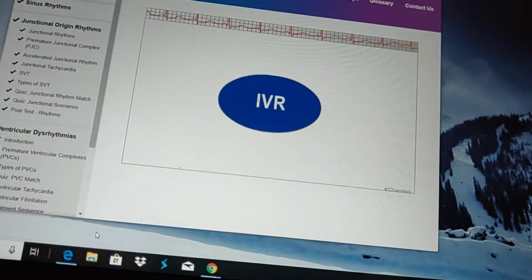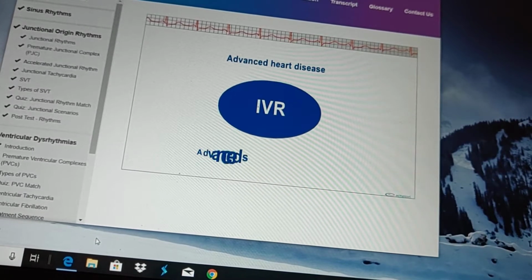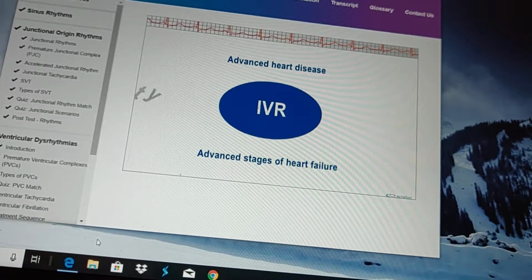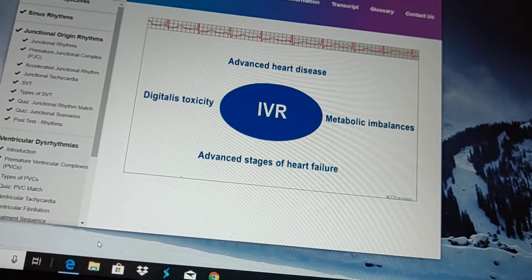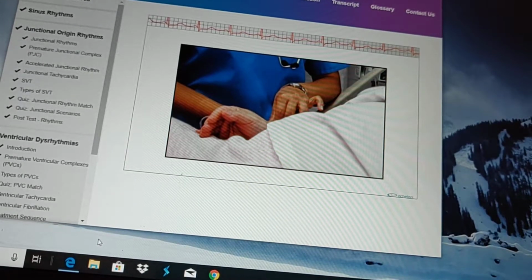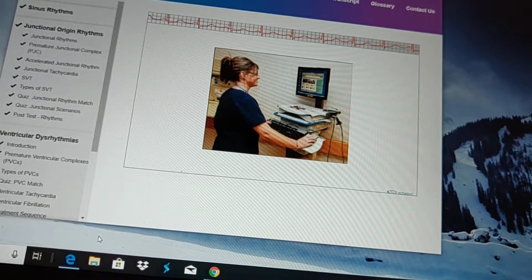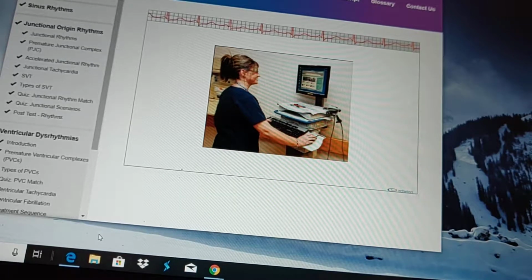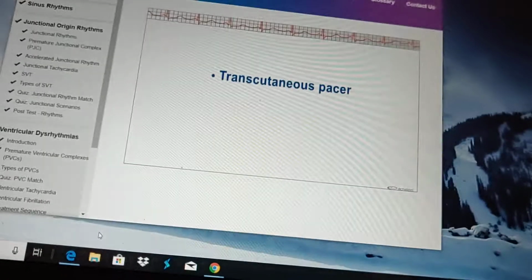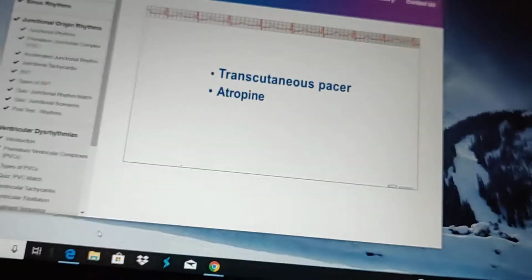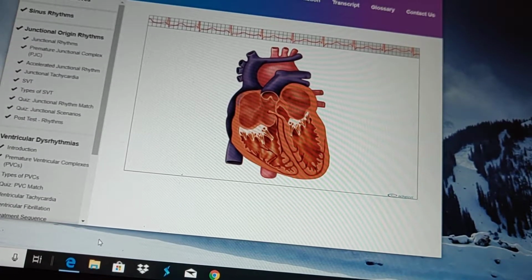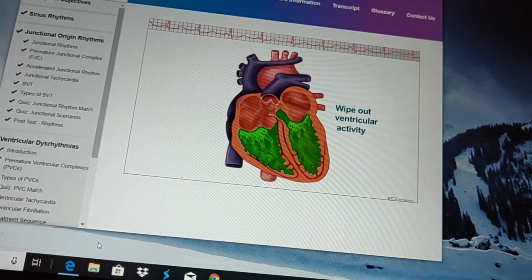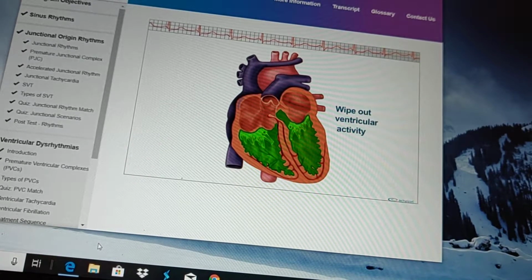This rhythm is generally present with advanced heart disease or advanced stages of heart failure. Digitalis toxicity and metabolic imbalances can also cause this rhythm. To begin treatment, first assess the patient. Then, check the patient's records for a DNR to determine your treatment options. You may use a transcutaneous pacer, and atropine is an option, but no antiarrhythmic can be used with this rhythm. Idioventricular rhythm is a rhythm that originates in the ventricles, and an antiarrhythmic would wipe out ventricular activity.